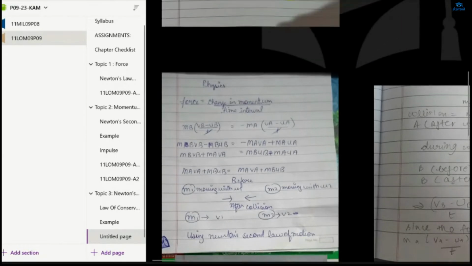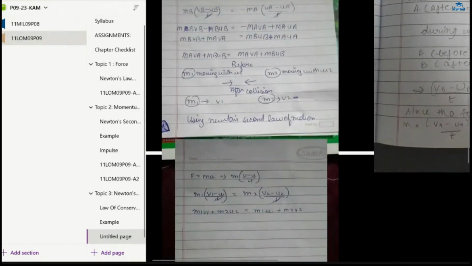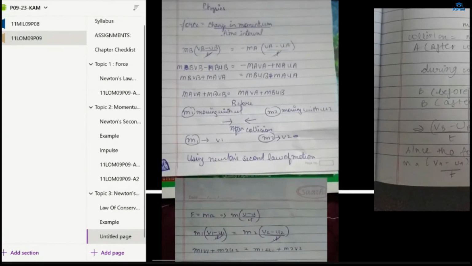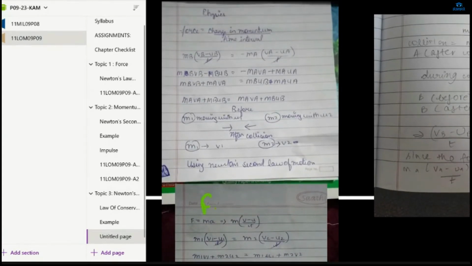Below, before, ma'am, M1 moving with U1, and then they collide, and then after that there is a diagram after collision. So it will be F_AB is equal to minus F_BA. You must have mentioned this, because using the third law of motion, you have to mention that we are using the third law of motion in order to derive the law of conservation of momentum. Ma'am, second law of motion or third law of motion?